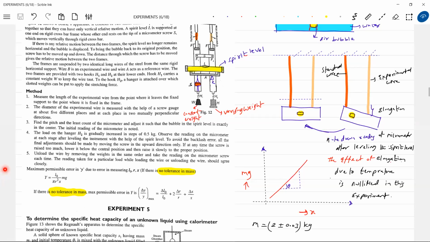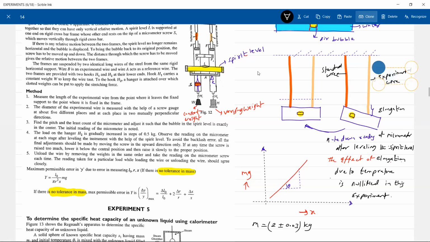Any doubt? Please clarify. Sir, the effect of elongation due to temperature, how is it? However much this wire elongates, that much this one will elongate. Finished. So what we are taking as reading now is only due to elongation from load. That's what is needed. Both wires should be of the same material, identical wires. Strict condition.